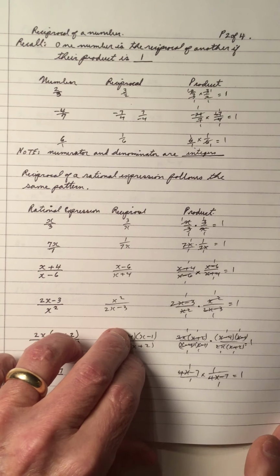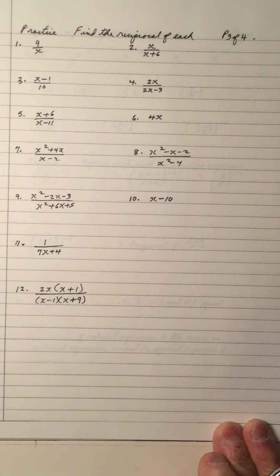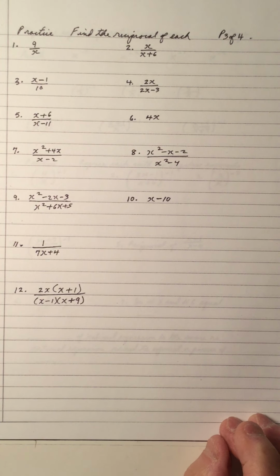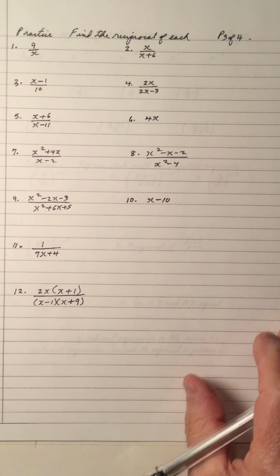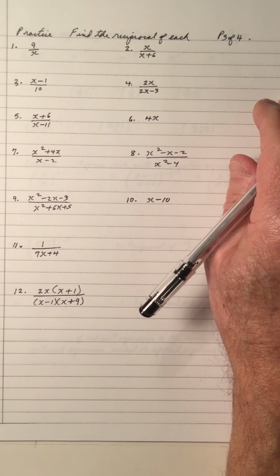So the reciprocal of a rational expression, just turn it upside down. Put your denominator in the numerator place, and put your numerator in the denominator's place. Practice. Get the reciprocal of all of these. Find the reciprocal.